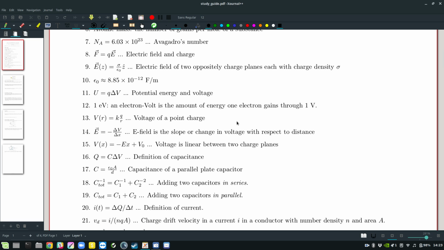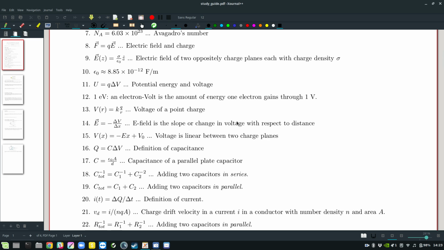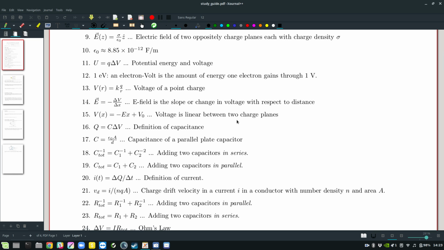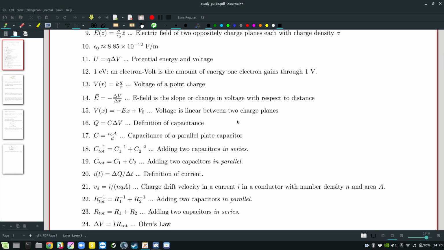And then the definition of the electric field as it pertains to charge, force, etc., and the electric field for a particular charge configuration, two oppositely charged planes of charge with density sigma. The actual value of the permittivity of free space once we know it is in farads, the unit of capacitance. And then the definition of potential, that is the voltage, in terms of potential energy and charge, Q and U. So the relationship is that the energy is given by the charge times the potential energy per unit charge, aka the potential.